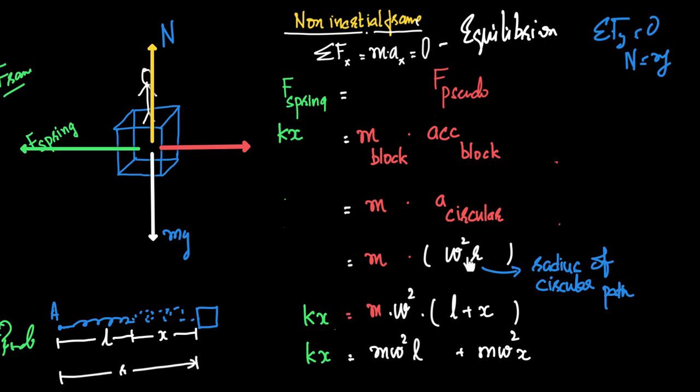R is not equal to the length of the spring. R is not equal to the natural length of the spring. In fact, R is equal to the extended length of the spring. And what is the extended length of the spring? It is equal to the natural length plus the extension, which is L plus X. Therefore, this equation becomes kx is equal to m omega square times L plus m omega square X.